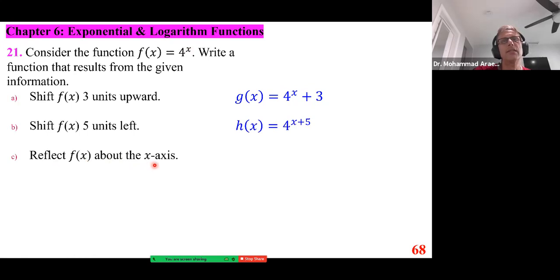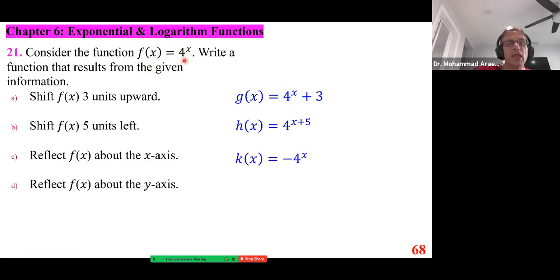Reflected about the x-axis. When you want to reflect it about the x-axis, you change the y. Okay, so you put the negative in front of a y or in front of 4 to the power of x. So it becomes minus 4 to the power of x. However, when you want to reflect it about the y-axis, then this is the y, you go from right to left, let's say. So you change the x to minus x. That's how you do that.